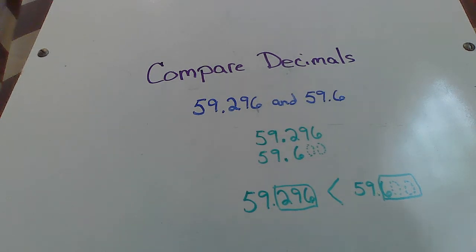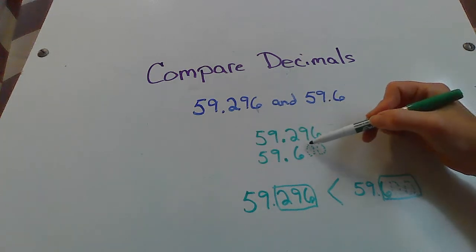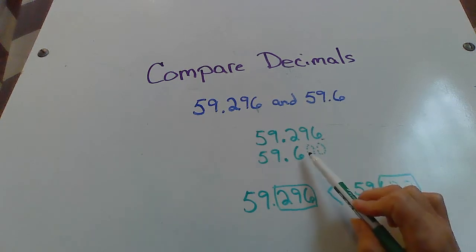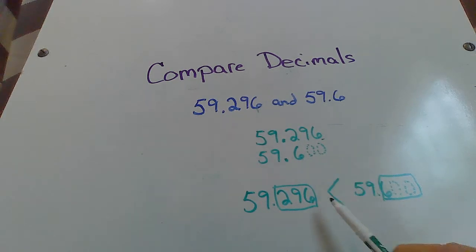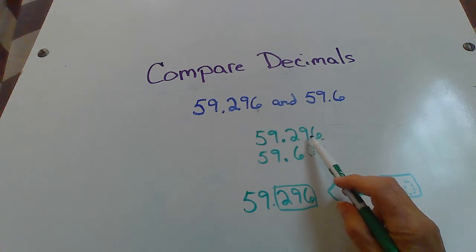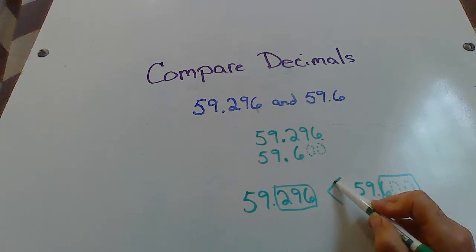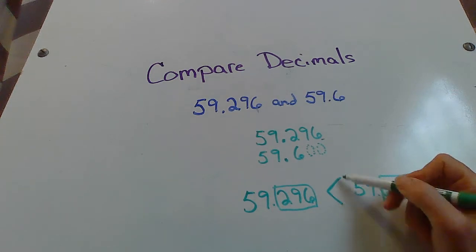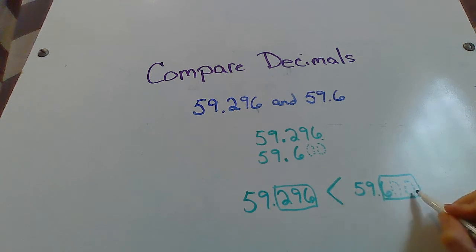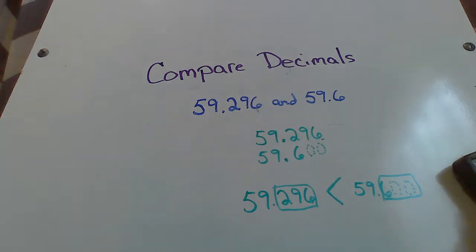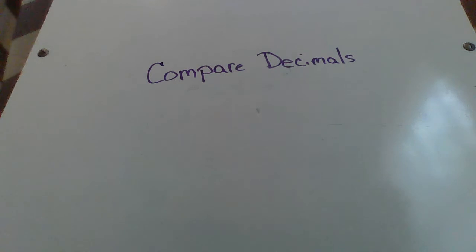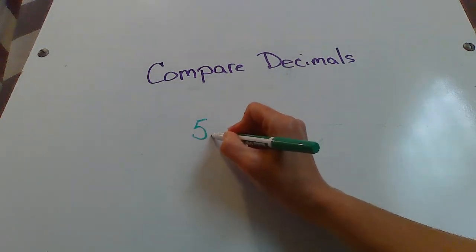So there's different ways you can do it. You can do it place by place. You can do it by putting in those extra zeros and saying, wow, this is 296 thousandths. This is 600 thousandths. Having 600 is more than having 296. So that is why the Pac-Man is going to eat the larger number. Remember, the larger section of your inequality symbol should always be facing the larger number. So you can rewrite them and line them up to see which one is greater and which one is smaller. You could also look at them by going place by place.